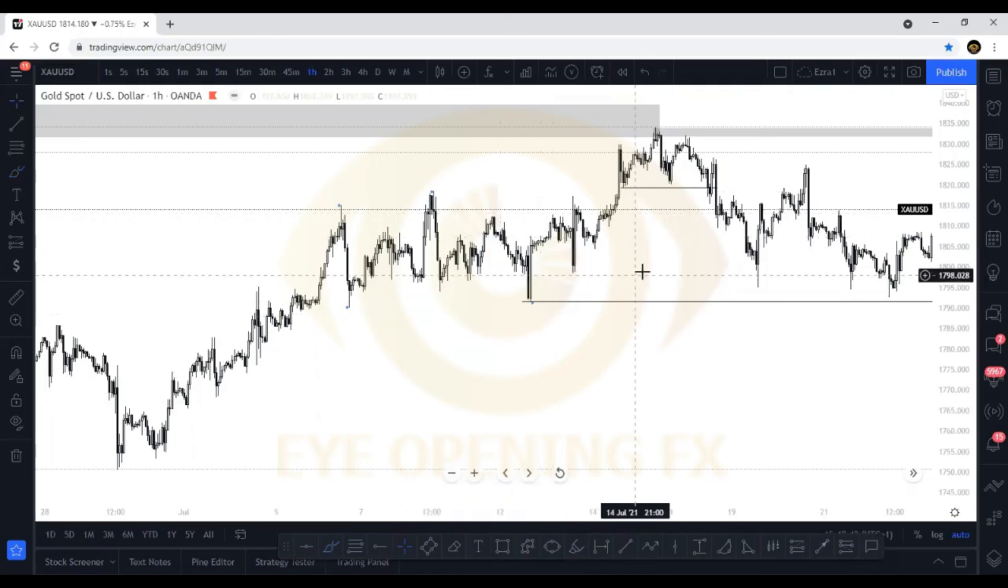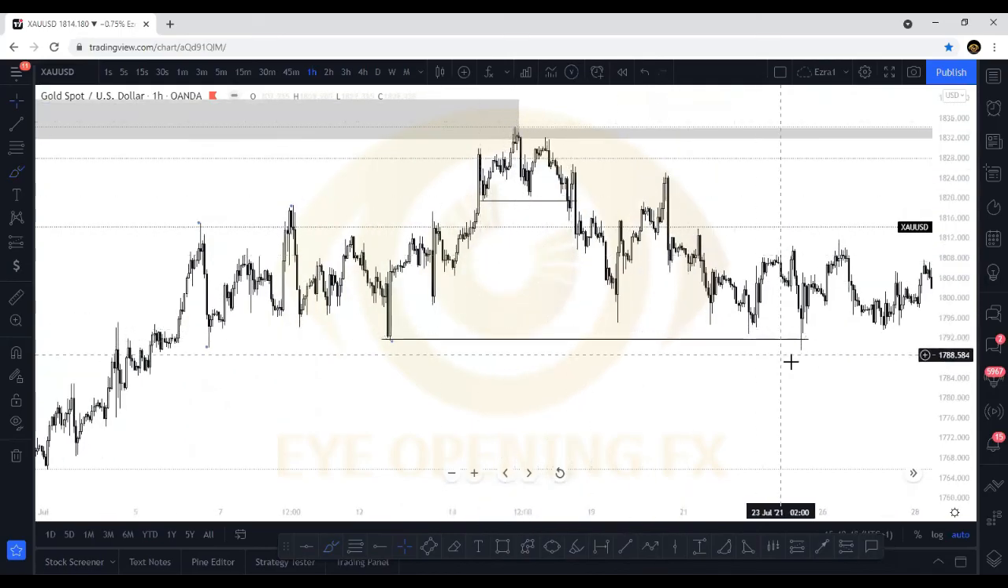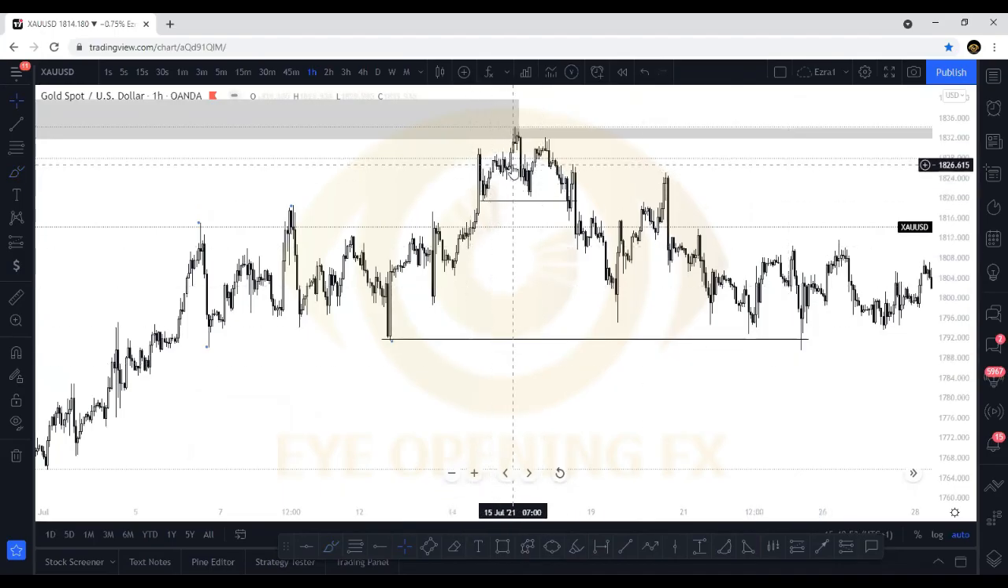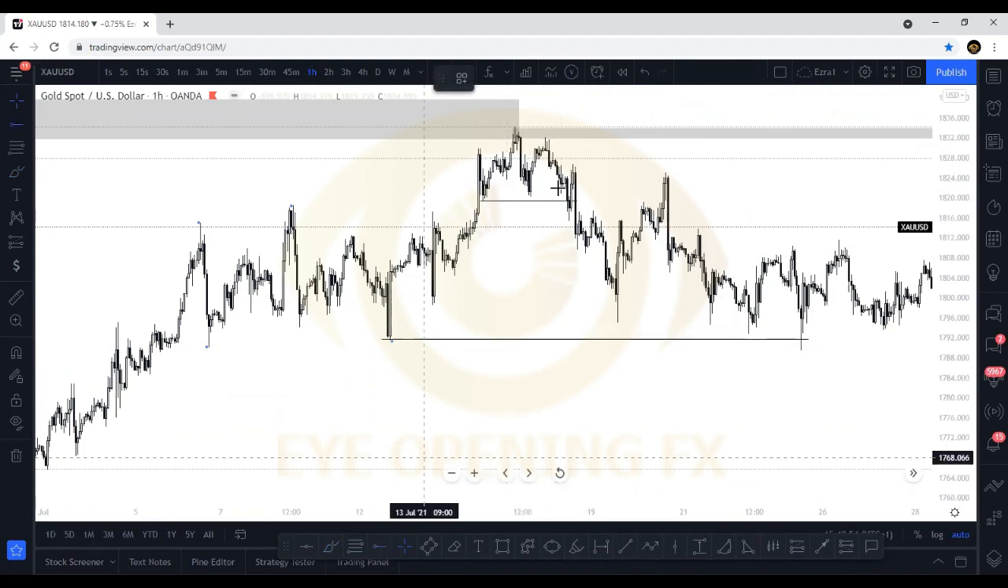So since this is a higher low, we had a higher high. Now we have a lower low. In terms of structure, this is our minor structure break. Now this is our inducement high.